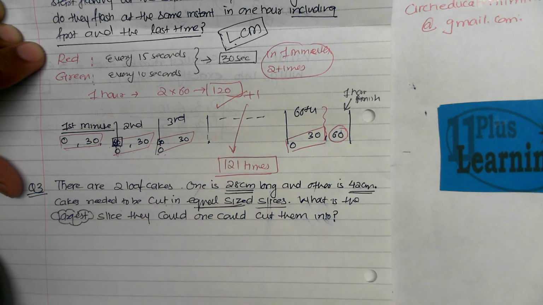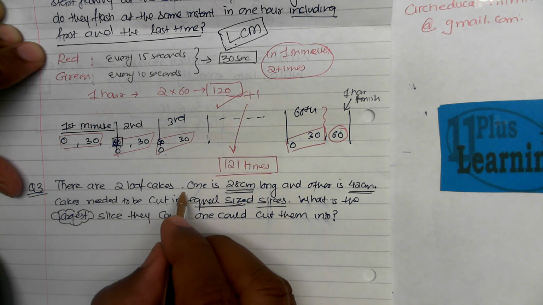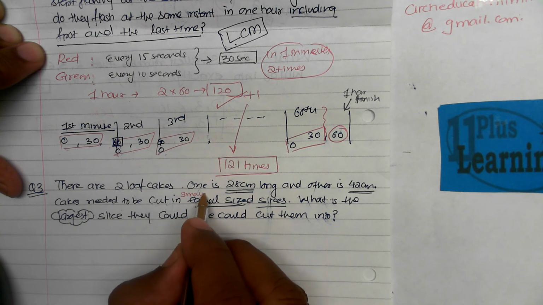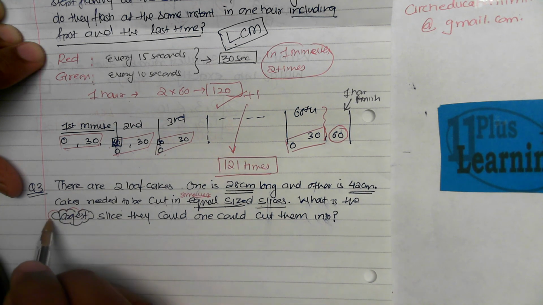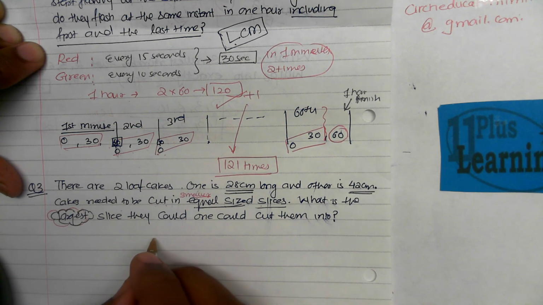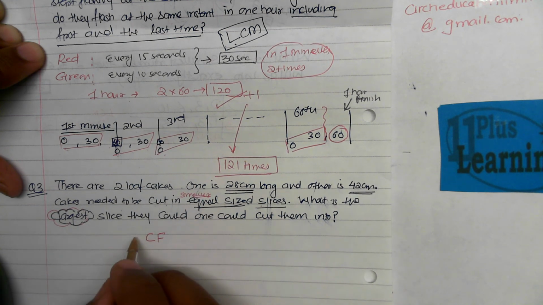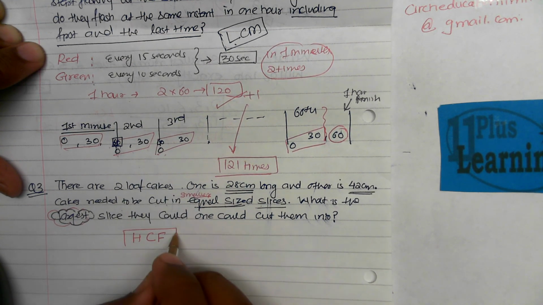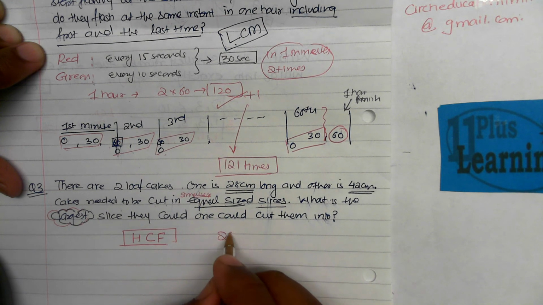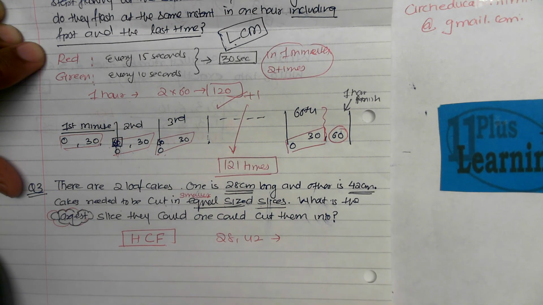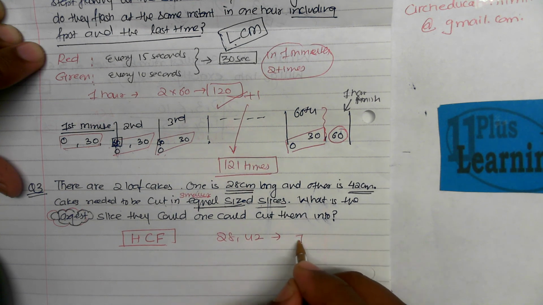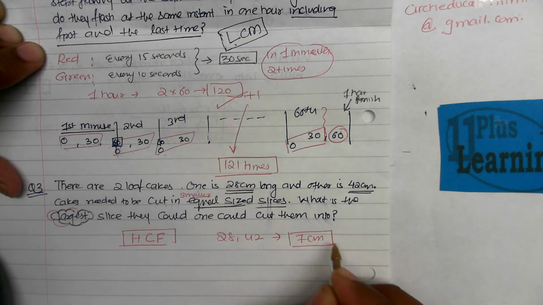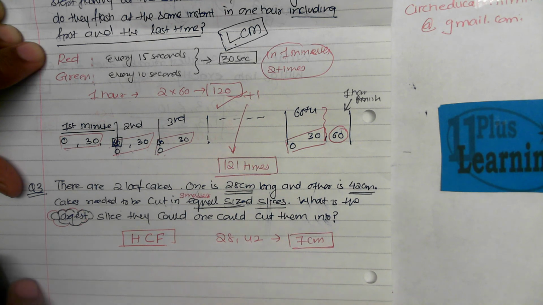Cutting means we need to make smaller pieces, but of those smaller pieces, we want the largest, guys. So what is the hint? The pieces are common factors of both of them, and it has to be the highest, the largest piece. So it's the HCF of 28 and 42, which I'm very sure that you can find, and that will be 7 centimeters. So each cake should be cut into 7 centimeter pieces.